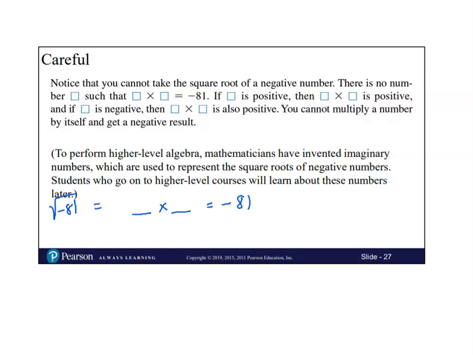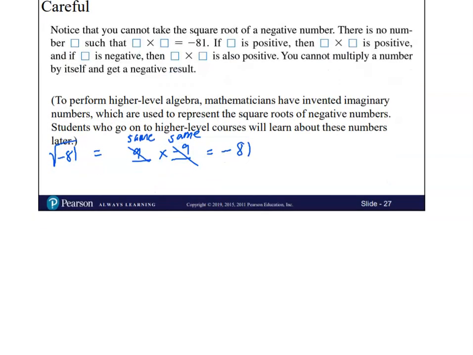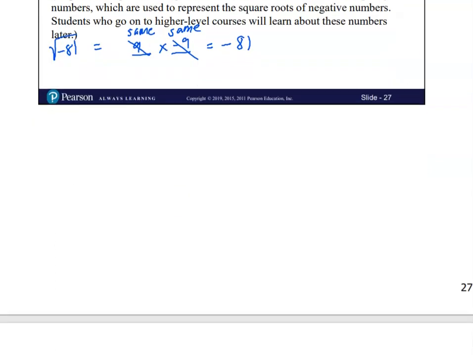Well, no, because these two numbers have to be the same. I would have to say like a positive 9 and a negative 9, and those numbers are not the same, so we cannot think of anything that's going to give us negative 81 underneath the square root. So those are imaginary numbers. Our calculators don't really function with those.